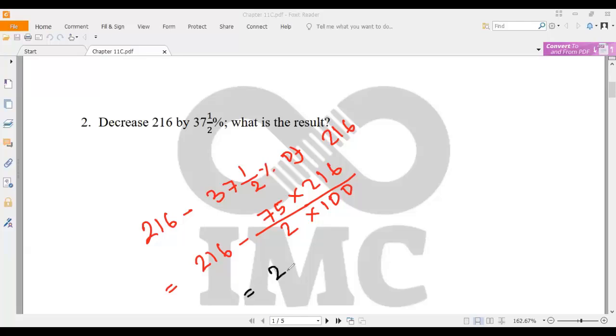So here we will get 216 minus, after calculating this one, we will get 81. Okay. So now 216 minus 81 will be 135. And that is the solution of question number 2.